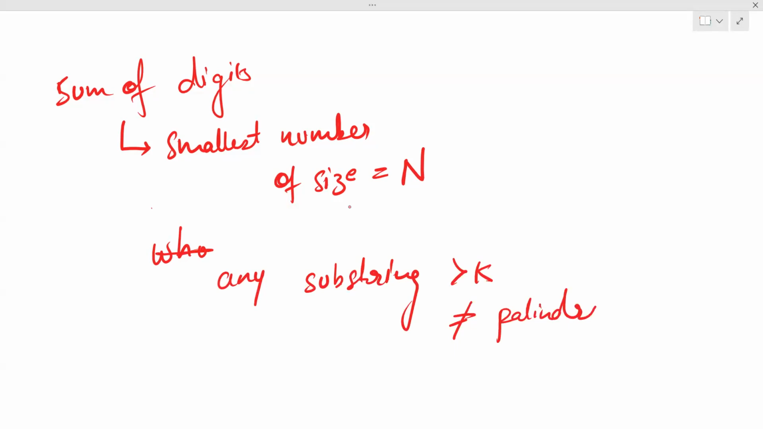So first of all, is the problem statement clear? Is the problem statement clear to everyone? Okay, so the problem statement itself is not clear.